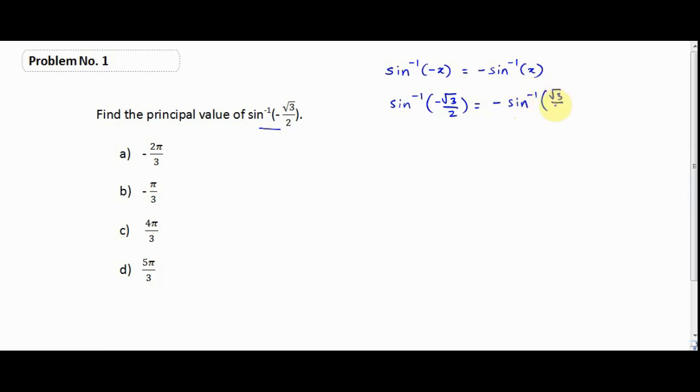Okay, and we know that sine inverse of root 3 by 2 is nothing but 60 degree or pi by 3. So we shall rewrite it as minus of pi by 3. Okay, so that is the answer, minus pi by 3. So here the right answer is given by option B. Okay, now let's move on to problem number 2.